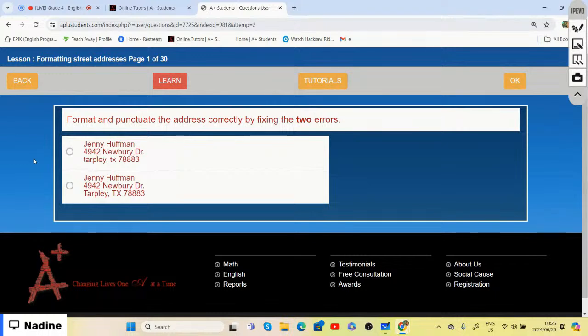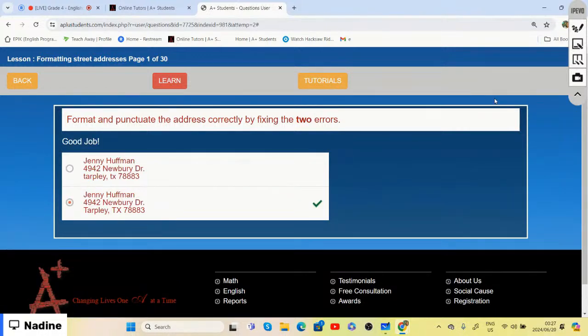All right, and if we were to choose the correct address, then yes, we will choose option two. Because in option one, Toppy and TX are in lowercase, which means that that is incorrect. So we'll go with the second option. Well done.